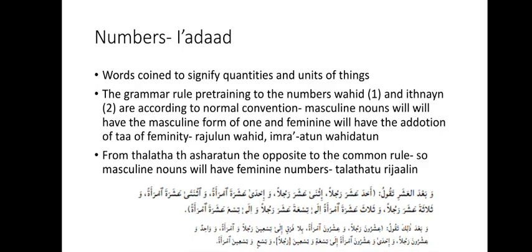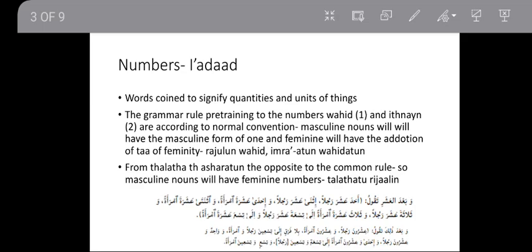So one thing to take note of: when you see the number one, wahid, and the number two, ithnain, their grammatical rules are according to normal conventions. If you see the word wahid, it will be with a masculine noun, and the number will be in the masculine form. And if it's with a feminine word, then it will be feminine as well. So you'll say ihda for one, and ithna for two. So you say ithnani or ithnaini for masculine, and ithnatani and ithnataini for feminine words.